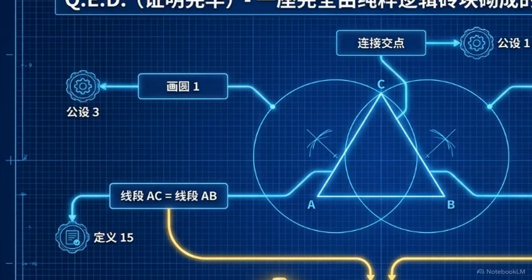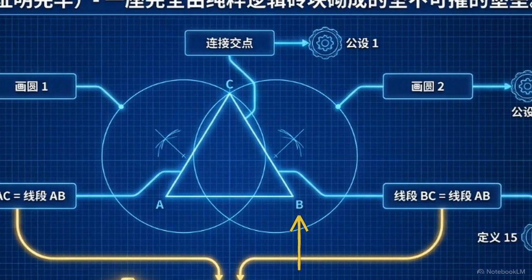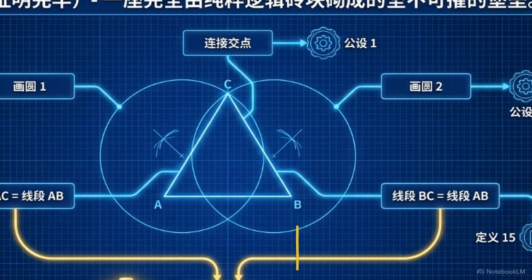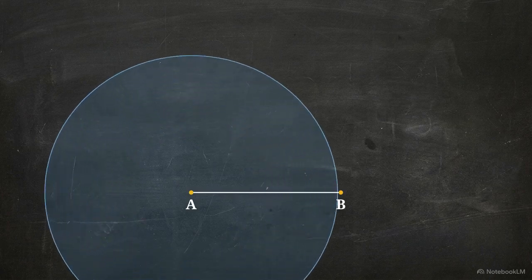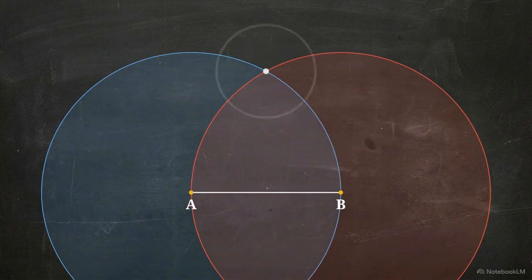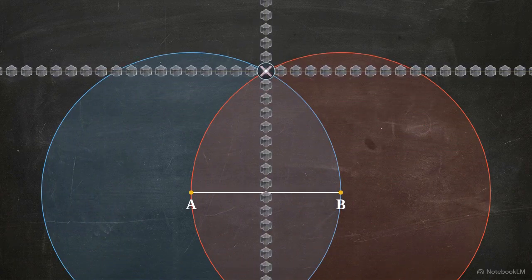We use postulate 3, anchoring at point A with radius AB to sweep a circle. We mirror this at point B. Because these circles overlap, they create a new undeniable location, point C. We did not have to search for this point or estimate its height. We generated it using intersecting data fields.